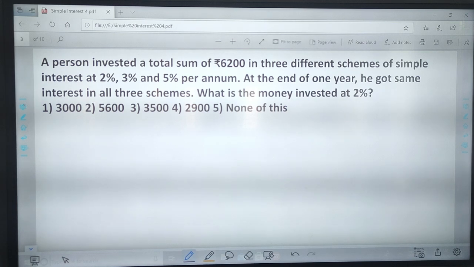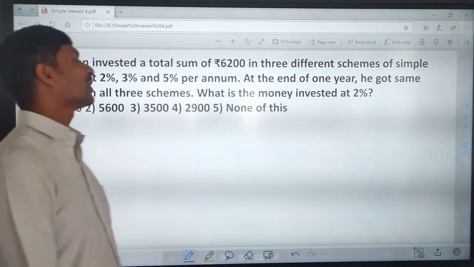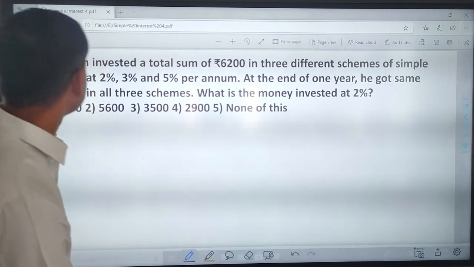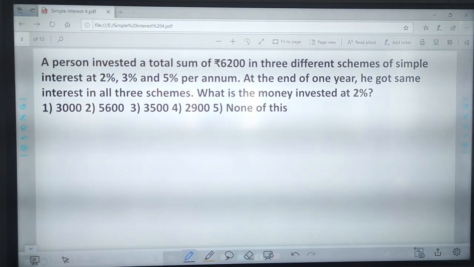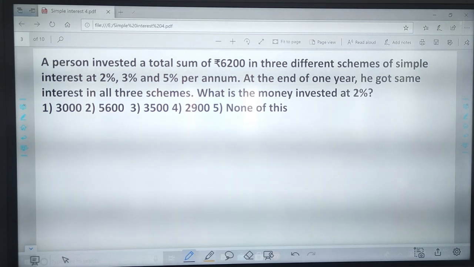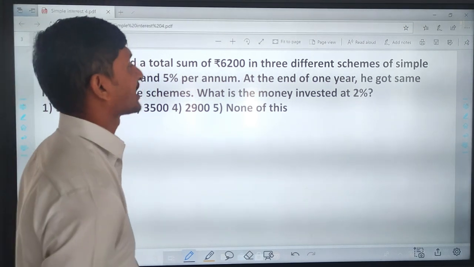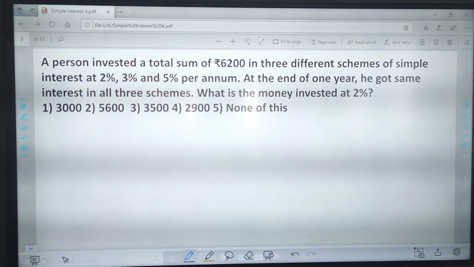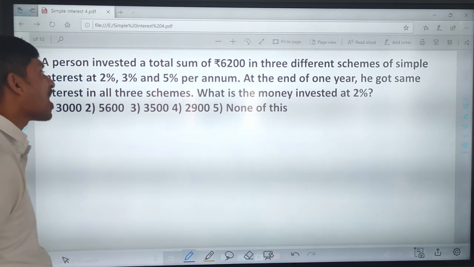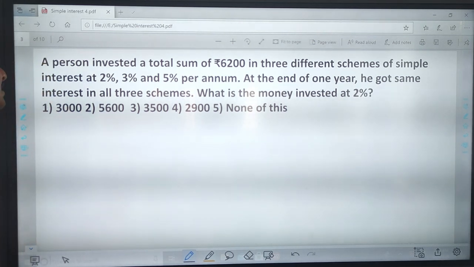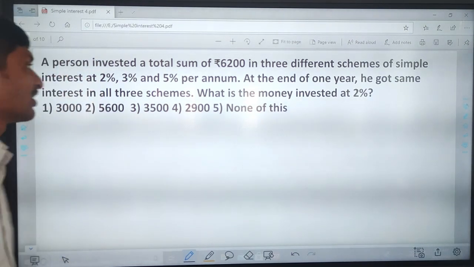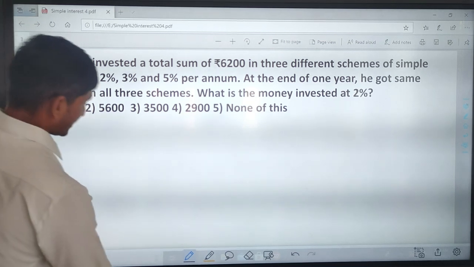Now next, a person invested a total sum of 6200 in three different schemes of simple interest at 2%, 3% and 5% per annum. At the end of 1 year, he got the same interest in all three schemes. Then what is the money invested at 2%?